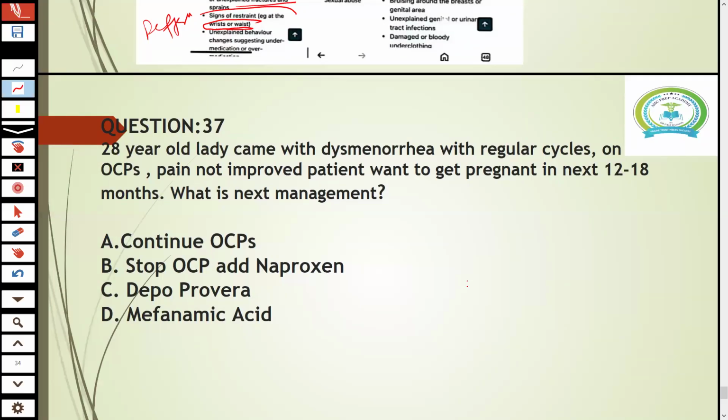A 28-year-old lady came with dysmenorrhea with a regular cycle. She's on OCP. Pain has not improved and the patient wants to get pregnant in the next 12 to 18 months. What is the next management?